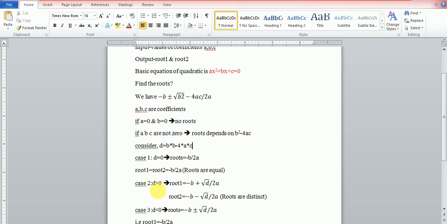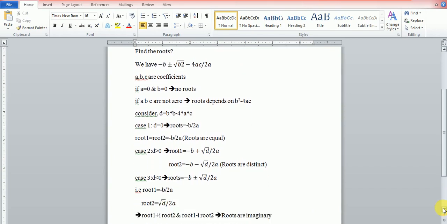In the second case, if d is greater than 0, then root 1 will be minus b plus square root of d divided by 2a. Instead of writing b square minus 4ac, I am just taking square root of d divided by 2a. The other root will be minus b minus square root of d divided by 2a. In this case the roots will be distinct.